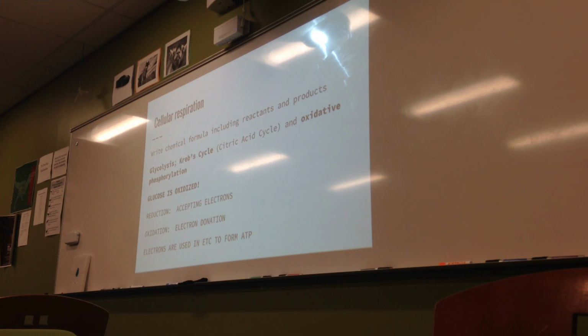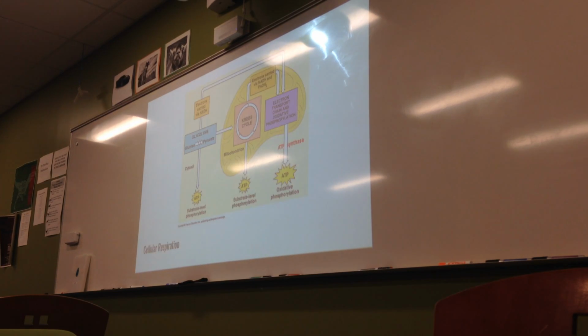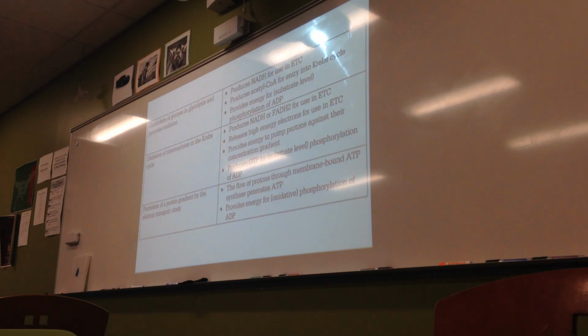And then those electrons are used in the electron transport chain to form our gradient to help process the formation of ATP. Phew, okay. All right, so these are each of the things that happens in each of the steps. We have NADH produced in glycolysis for use in the electron transport chain. Acetyl coenzyme A for entering the Krebs cycle provides energy a little bit for phosphorylation of ADP. Oxidative intermediates of the Krebs cycle are, we get NADH and FADH2.